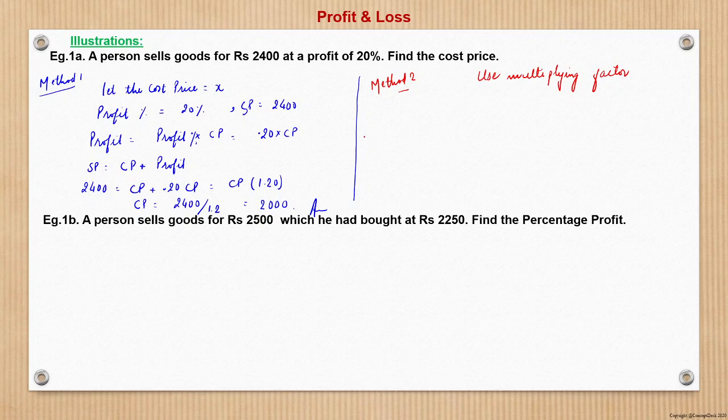This we have seen in percentage also. As we saw on the previous slide, SP upon CP is nothing but 1 plus P, which we will denote as F, the multiplying factor, right? So now since SP is given as 2400, CP we do not know, and F is nothing but 1.20. So from here we can directly say CP is nothing but 2400 upon 1.2, which is 2000 rupees. This is the answer. Now the same way we will approach question number 1b also. Let us see how.